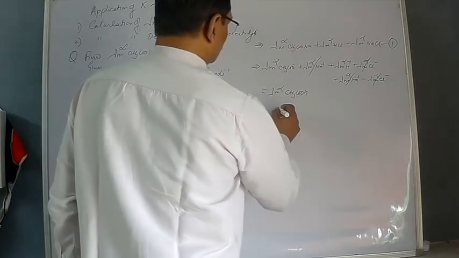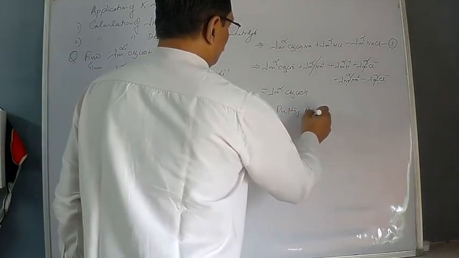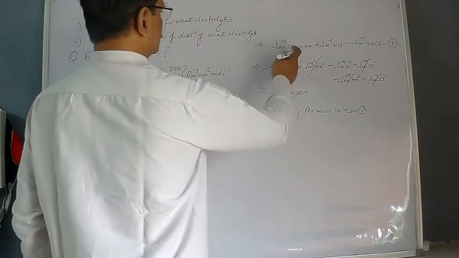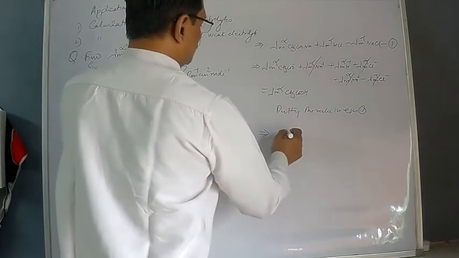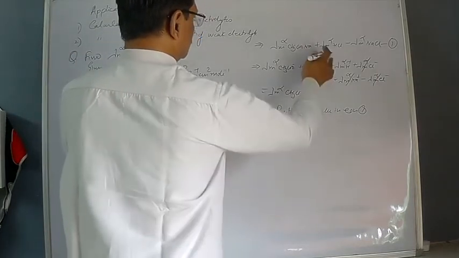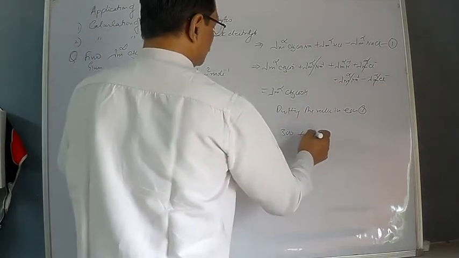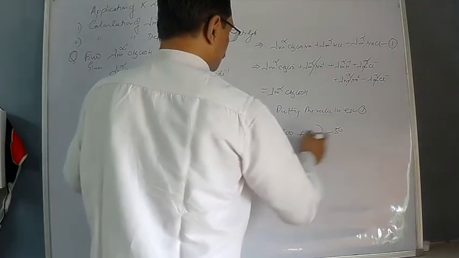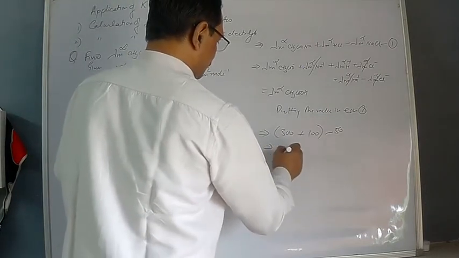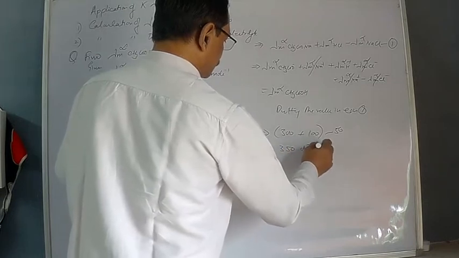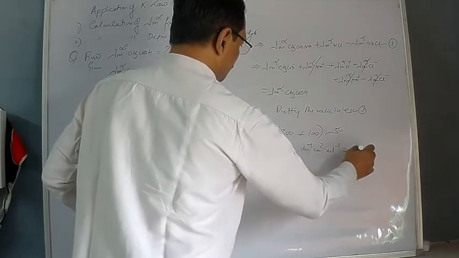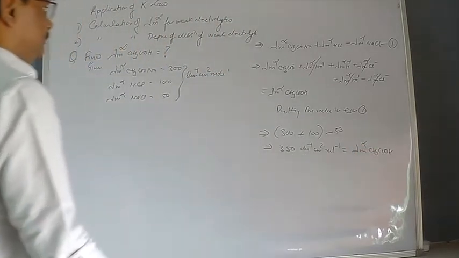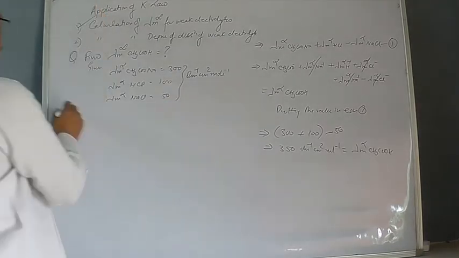Now I am putting the values in equation 1. Sodium acetate 300 plus HCl 100 and then minus NaCl 50. So 400 minus 50 gives you 350 ohm inverse cm square mole inverse, and this is your lambda m infinity for acetic acid. So that was the first part done.